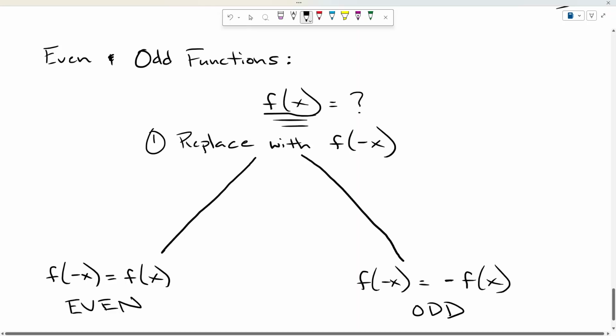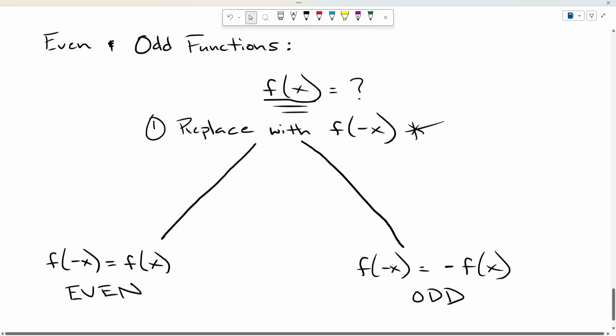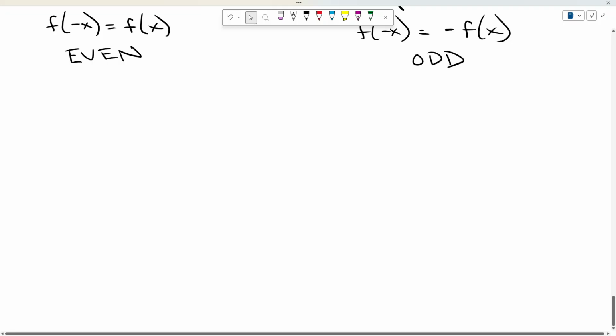So again, first thing, we always do this first and foremost. If it comes out to equal the original equation, it's even. If it equals negative f of x, then it's odd. And it could be neither as well. That is a possibility too. But let's go right into an example so we can see this for us.